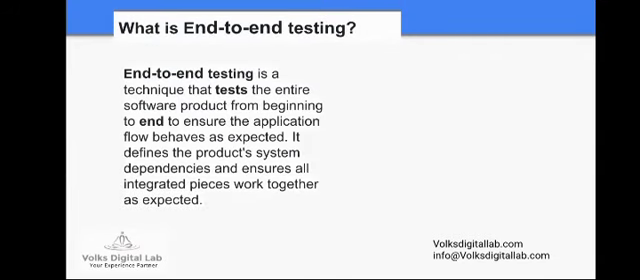Then we have end-to-end testing. End-to-end testing is a technique that tests the entire software product from beginning to end to ensure the application flow behaves as expected. It defines the product system dependencies and ensures all integrated pieces work together as expected.